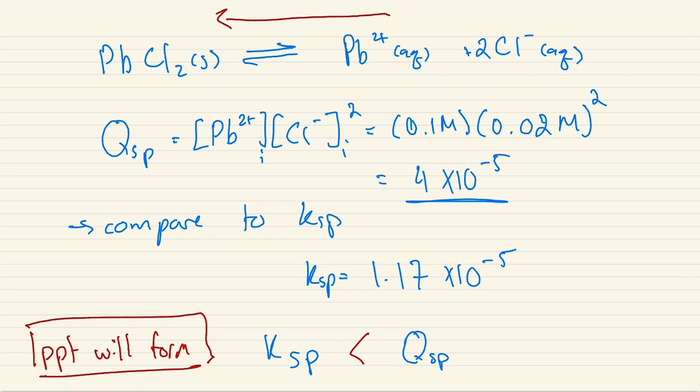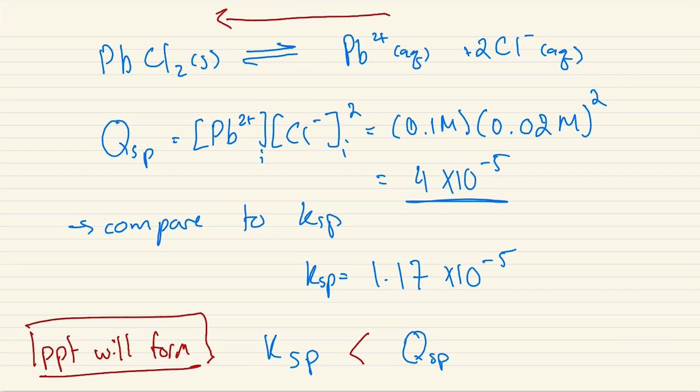So if we remember what Ksp and Qsp and their relationship to each other means, that'll tell us whether the precipitate forms, right? Everything else is just setting it up so that we can calculate what Qsp is. But yeah, I could give you one where it won't form. It potentially couldn't form.